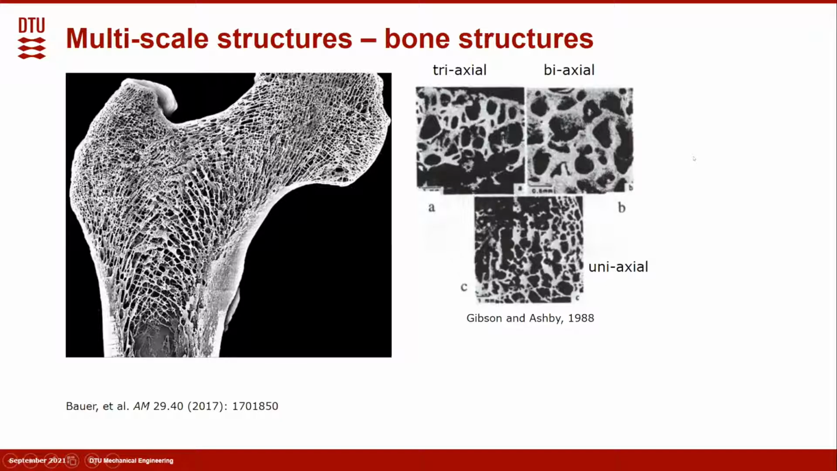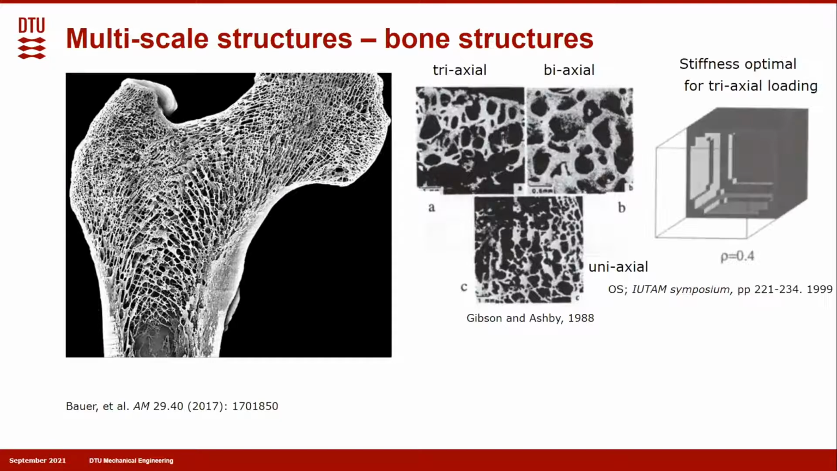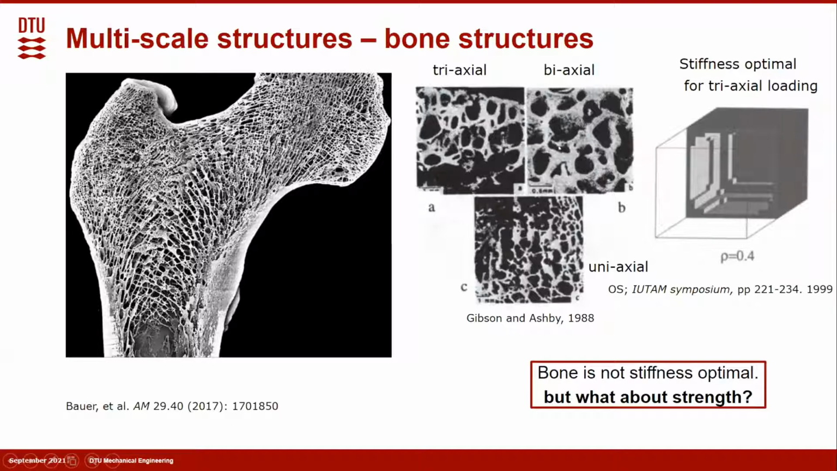20 years ago, we used topology optimization to seek the stiffness optimal microstructures for triaxial loadings. It came up with this closed cell plate microstructure, which has a stiffness at the Hashin-Shtrikman bound. Compared to the stiffness optimal structures, we can see the microstructures in bone are definitely not stiffness optimal, besides other functionalities in the bone structures.